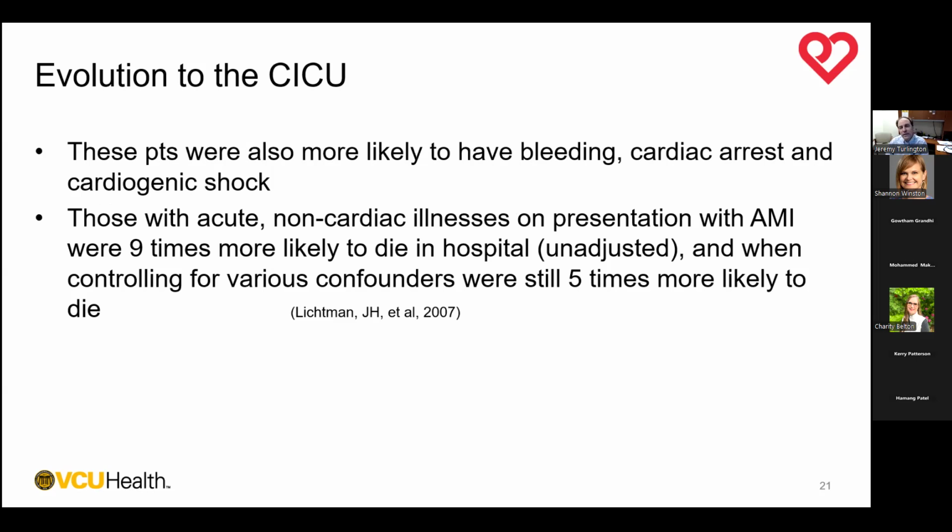And these patients were also more likely to have bleeding, cardiac arrest, and cardiogenic shock. And overall, they were 9 times more likely to die in the hospital. And if you adjusted for confounders, including age, race, gender, et cetera, they're still 5 times more likely to die of their quote unquote acute MI along with something else.